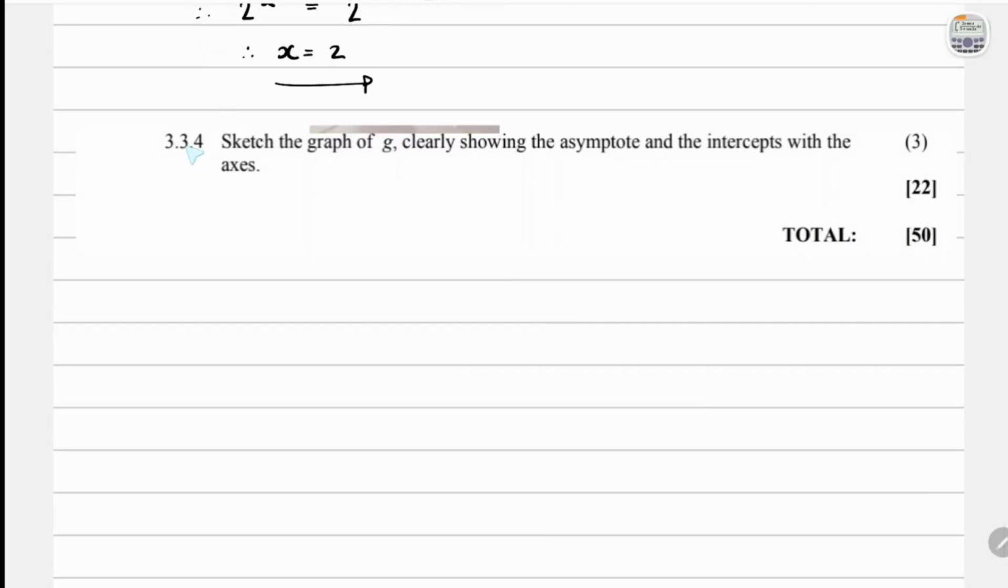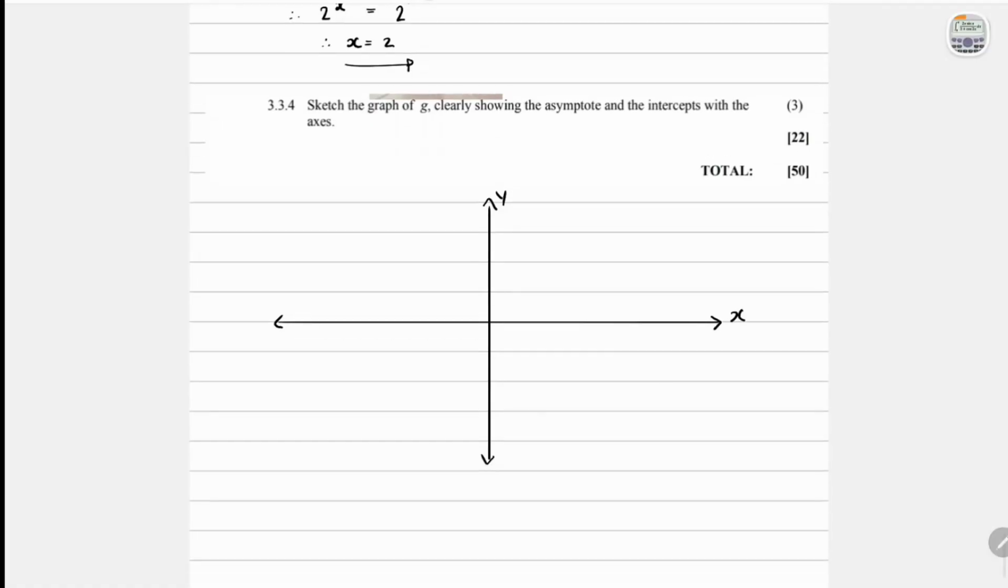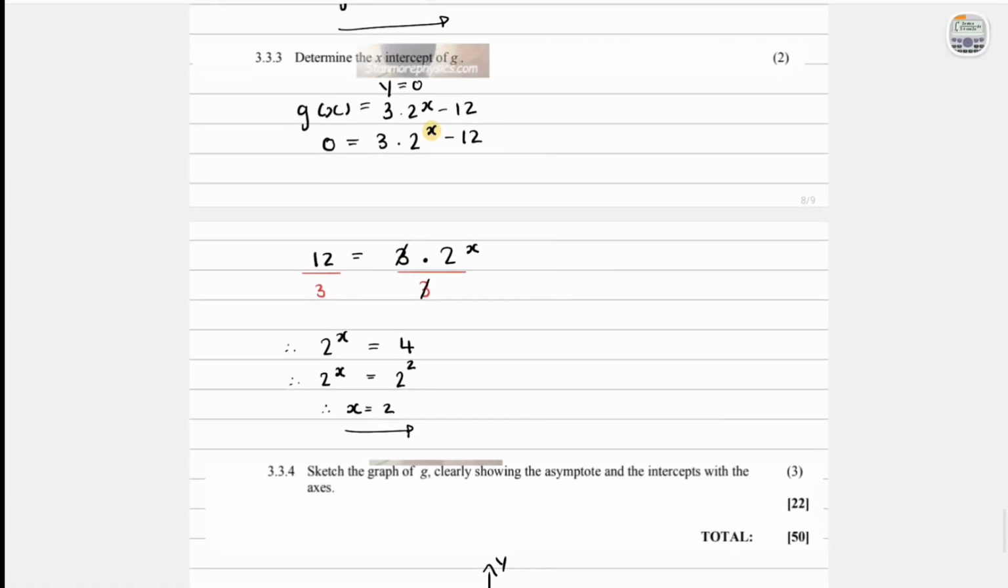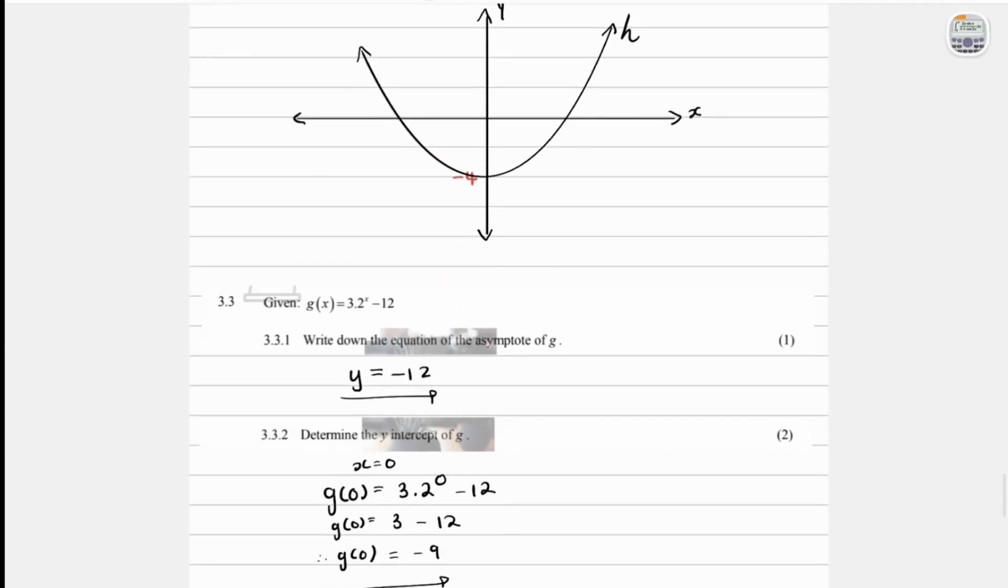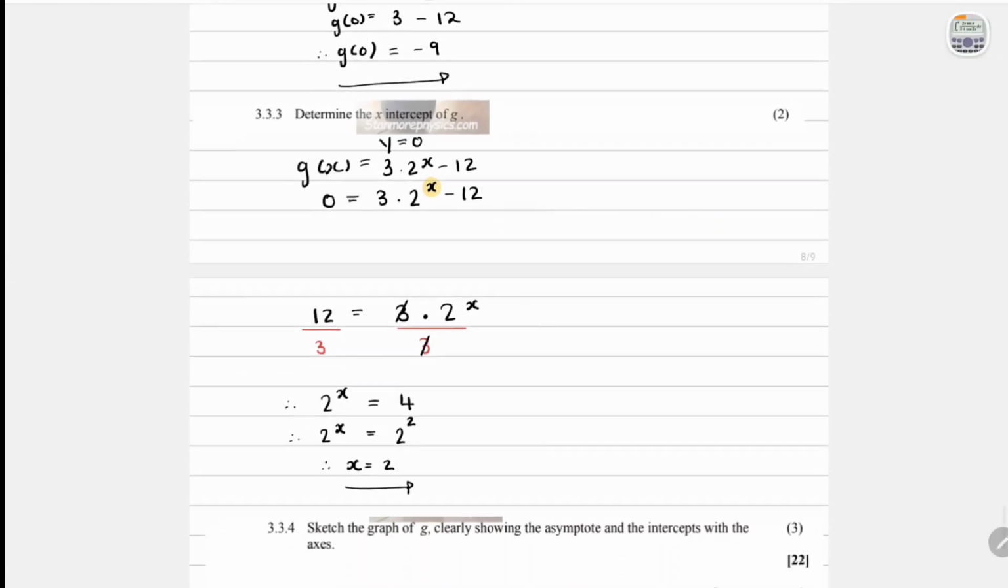Okay, the last question, 3.3.4, says sketch the graph of g, clearly showing the asymptote and the intercepts with the axes. So we have a Cartesian plane. You don't have to number your Cartesian plane, it's not necessary. So we have our x and our y axis, and let's go ahead and start plotting. The first thing to put down when sketching an exponential function is your horizontal asymptote, that horizontal line. And we found what that was.